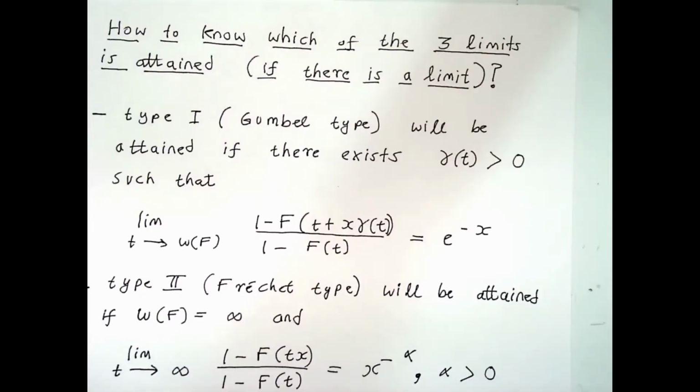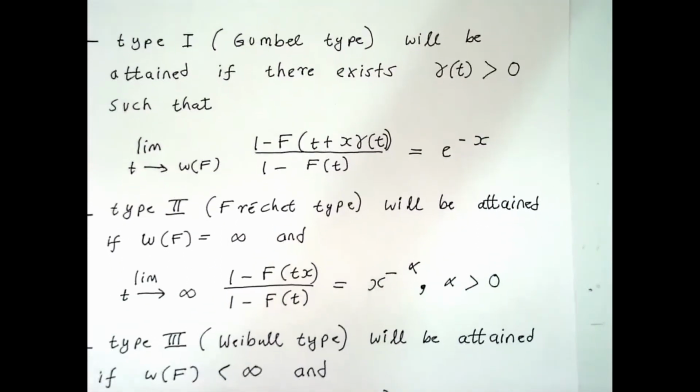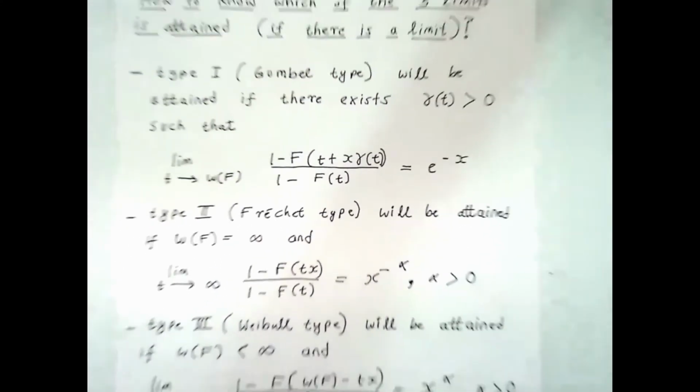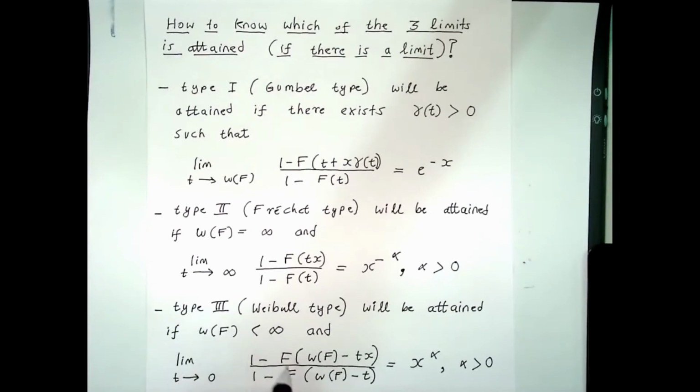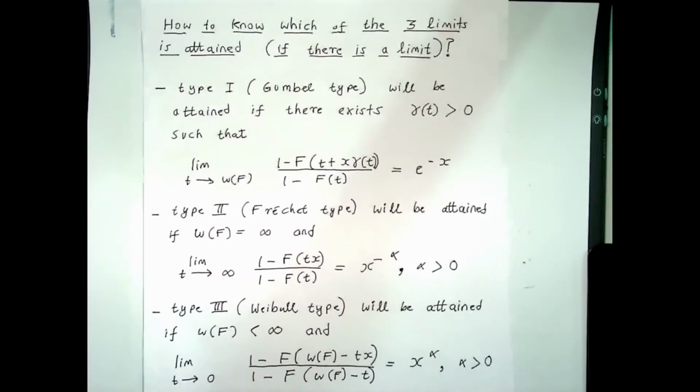Right. Okay. In this video, just an introduction into the problem. Now, in the last video, I gave you three conditions to check for the three limits: the type 1 limit, or the type 2 limit, or the type 3 limit. And these conditions mainly involved the CDF capital F. Now, in this video, I'm going to talk about alternative conditions.